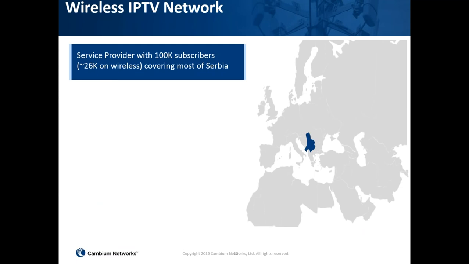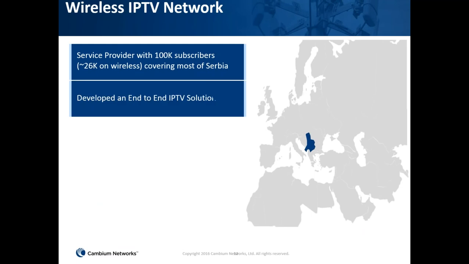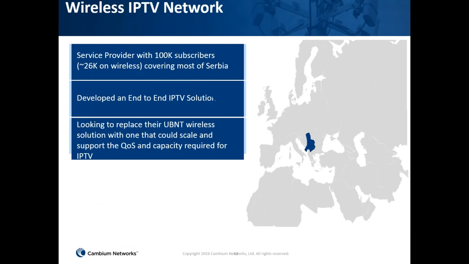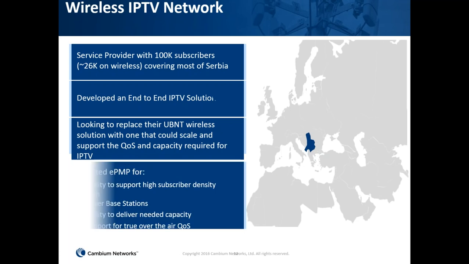I mentioned an IPTV network. This is a large service provider in Serbia. They're actually much larger than this now and have around 40,000 subscribers on wireless in Serbia. They have an end-to-end IPTV solution. They replaced their existing wireless solution due to the performance of ePMP under video applications and the ability to support much higher subscriber density, and they found that with other solutions the amount of lost data and retries was around 30% of their total network capacity, which was quite a waste of bandwidth.